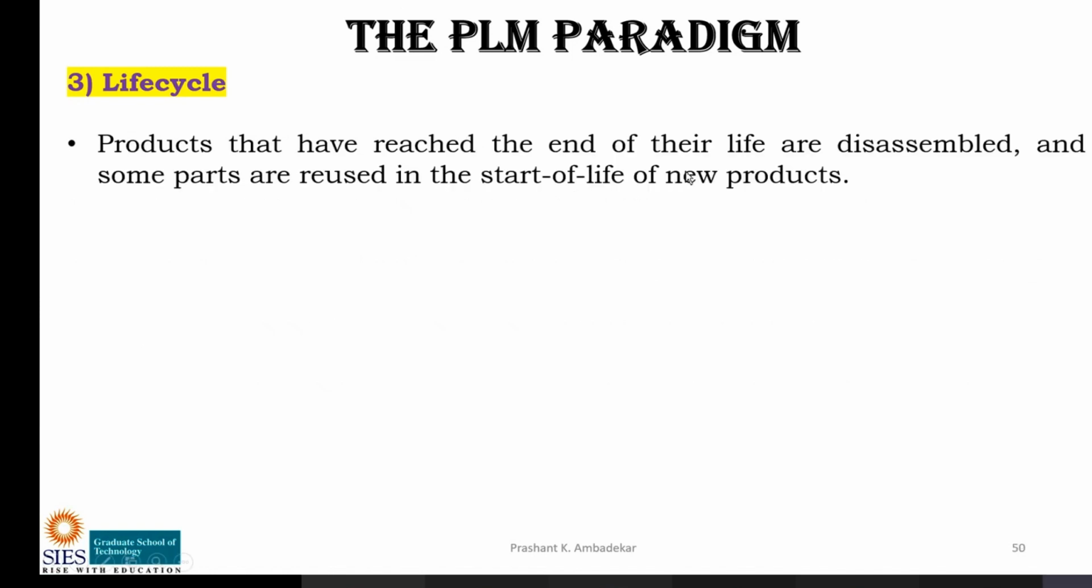Products that have reached the end of their lives are disassembled and some parts are reused in the start of life of new products. So sometimes what happens, some of the products which are not sold or are taken off the market, some of the product's components which are new, which are used in the product, but the product has been returned because it is not sold in the market, or the company has withdrawn the product, those parts can also be used in the new products. You must have seen this in Mission Mangal. If that part is lying there, why not use it?